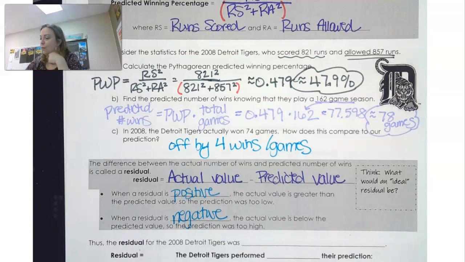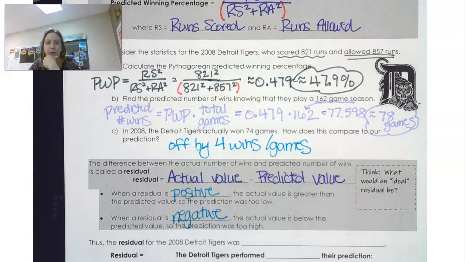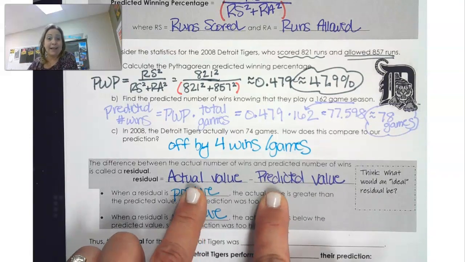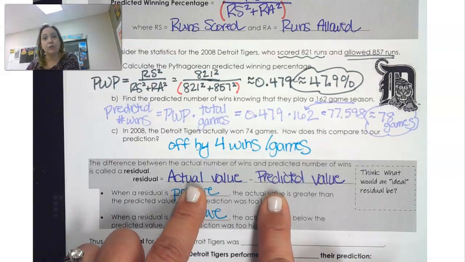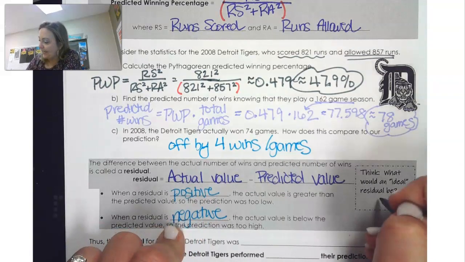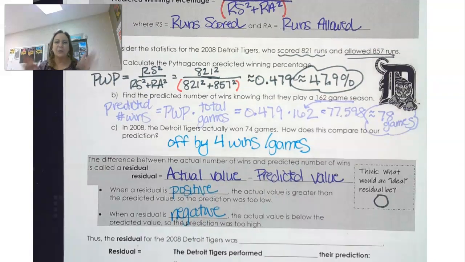Now let's think about it though. What would an ideal residual be? Remember, the goal is to make an accurate prediction. So the goal for an ideal residual would be for the prediction to match the actual. And if you subtract two numbers that are the same, we would get 0. Okay. So an ideal residual is 0 because that means you made a perfect prediction.